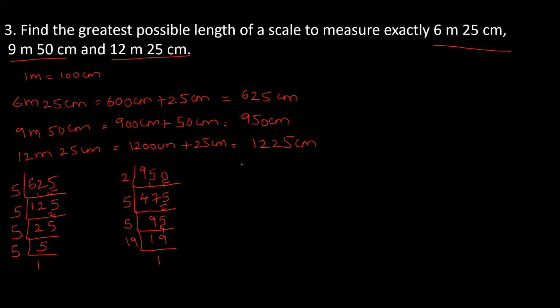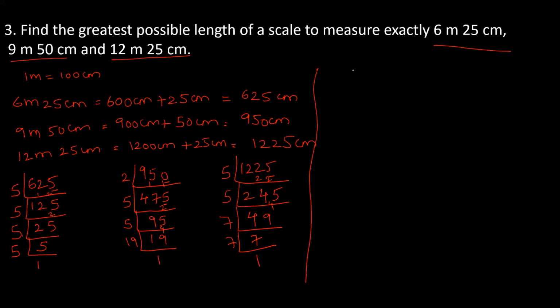Now find the prime factors of 1225. The ones place digit is 5. So let's take 5. 5 2s are 10. 12 minus 10, 2. 2 2, 22. 5 4s are 20. 22 minus 20, 2. So 2 5, 25. 5 5s are 25. 5 4s are 20. 24 minus 20, 4. 4 5, 45. 5 9s are 45. We won't get 49 in the 5 table. So take 7. 7 7s are 49. 7 1s are 7.